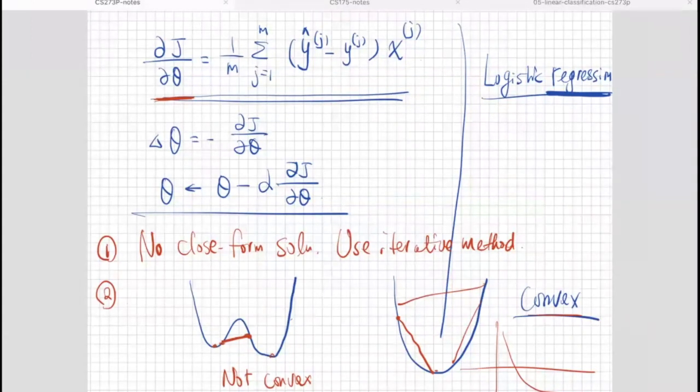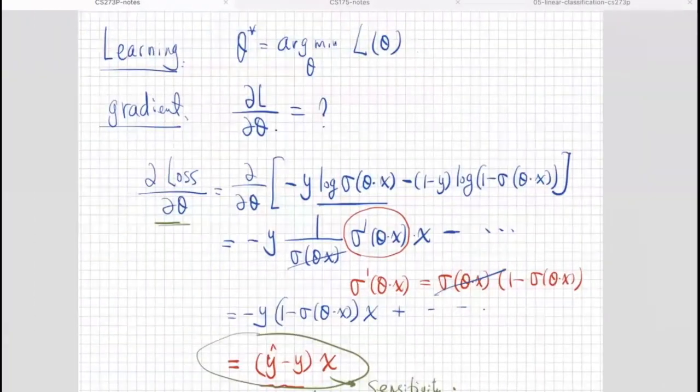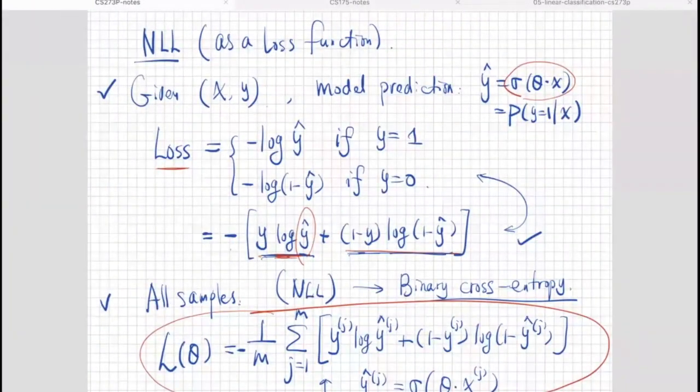So the question is, what about this function here, the cross entropy negative log likelihood function? It turns out you can show it. I will not show it here. It turns out this function is a convex function as well. So that's a very interesting, very powerful observation.